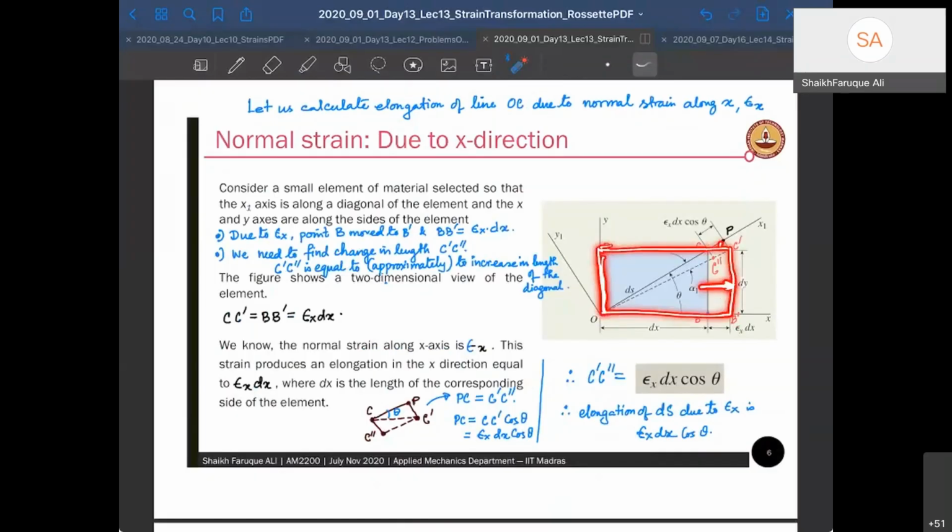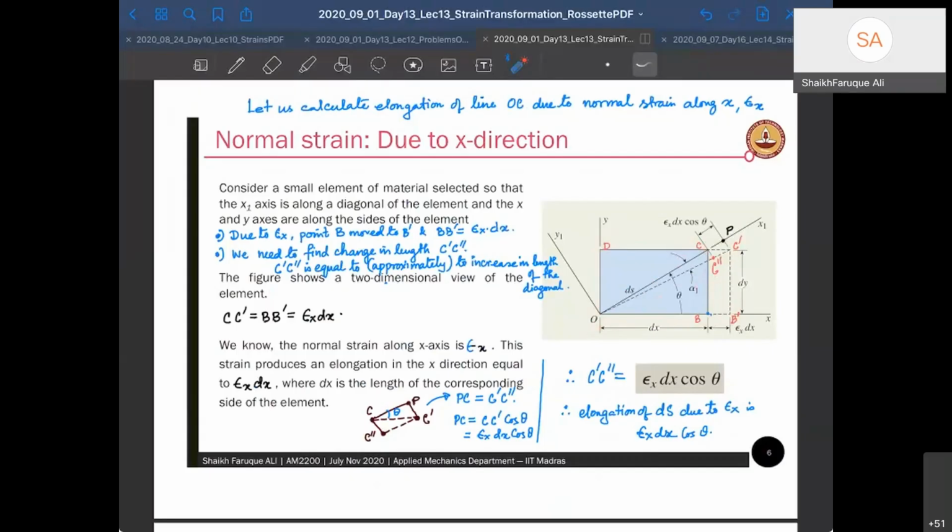Okay. Now you see what happens to the diagonal. Initially the diagonal was this, and the diagonal has now moved to here. Point O remains at O, point D remains at D, point B moves to B dash because there's an elongation, and point C moves to C dash. CC dash and BB dash are parallel because there is no other extension, only extension along the x-axis.